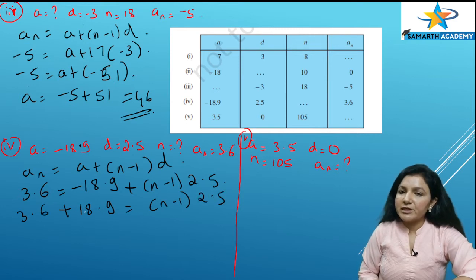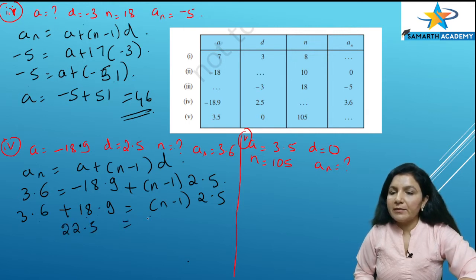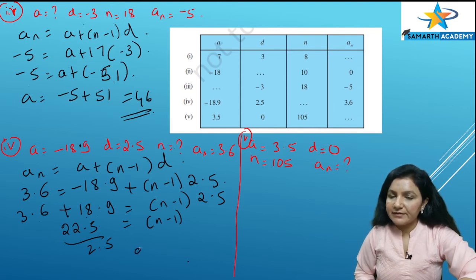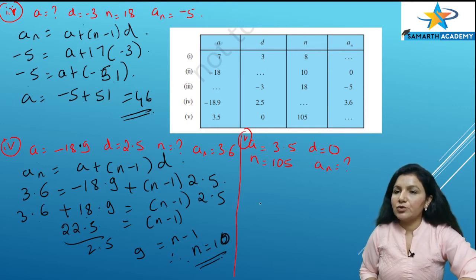Now 3.6 plus 18.9 is 22.5. So 22.5 is equal to n minus 1 into 2.5. Send 2.5 that side. Multiplication becomes division. So 22.5 divided by 2.5 is 9, equal to n minus 1. Send 1 that side, therefore n is equal to 10. So the number of terms n is equal to 10.